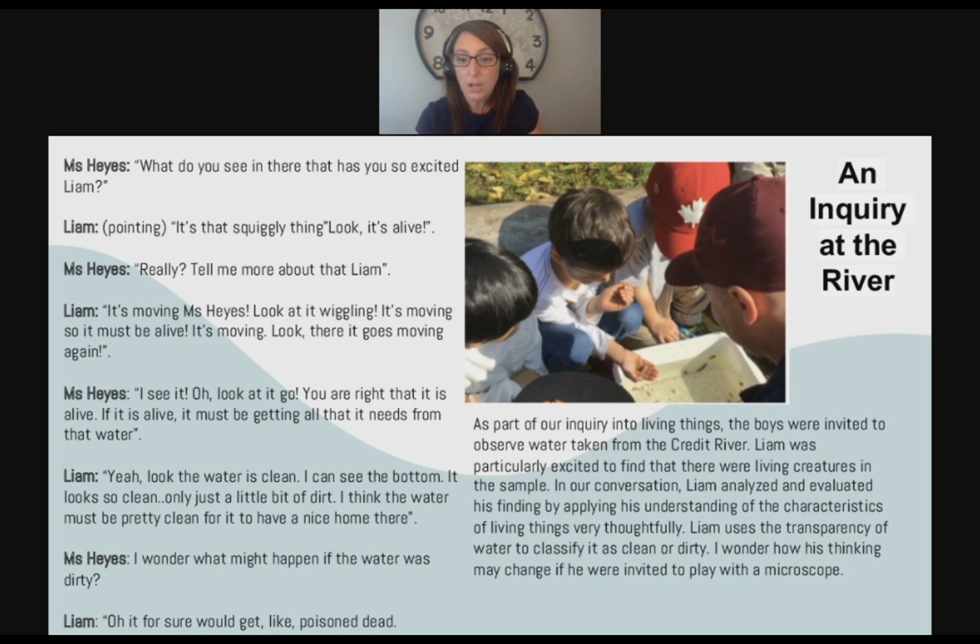Liam uses the transparency of water to classify it as clean or dirty. I wonder how his thinking may change if he were invited to play with a microscope. So you can see I have the image, I have the student voice, I have the analysis, and I've used my professional knowledge to draw out the skills and the curriculum content that he demonstrated in that moment. All right, so there's a piece of documentation.